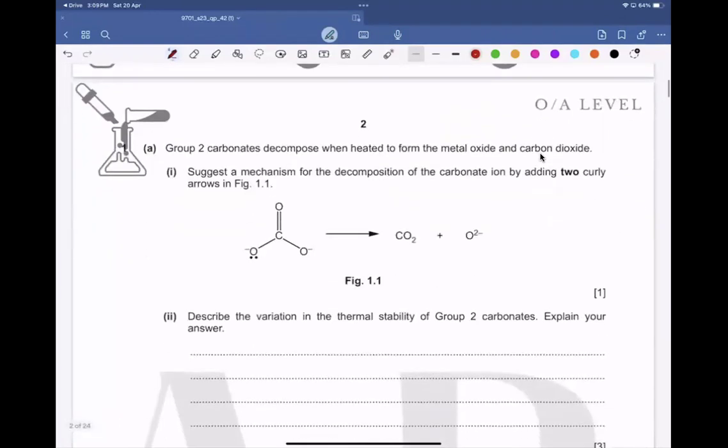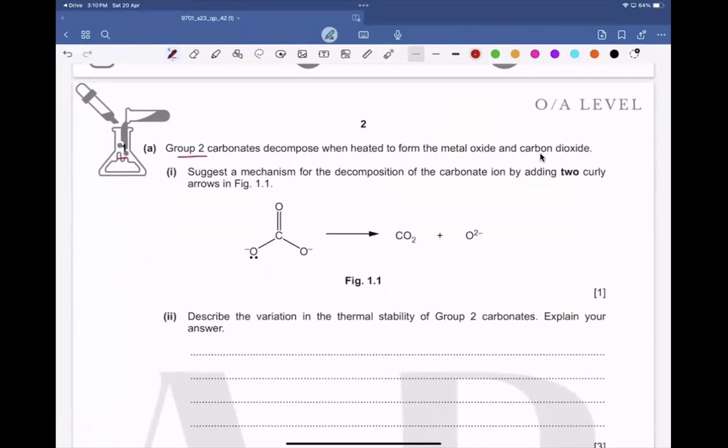Let's start with question number 1. In this question, there is no choice. You have to attempt all the questions, and it's the lengthiest question paper, around 2 hours and 100 marks.